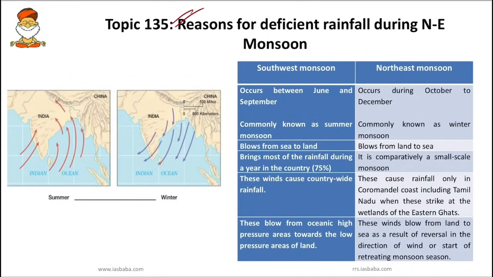So next important topic is reasons for deficit rainfall during the northeast monsoon. There was an article in the Indian Express which was talking about why the rainfall during the northeast monsoon can be subdued or decreased.